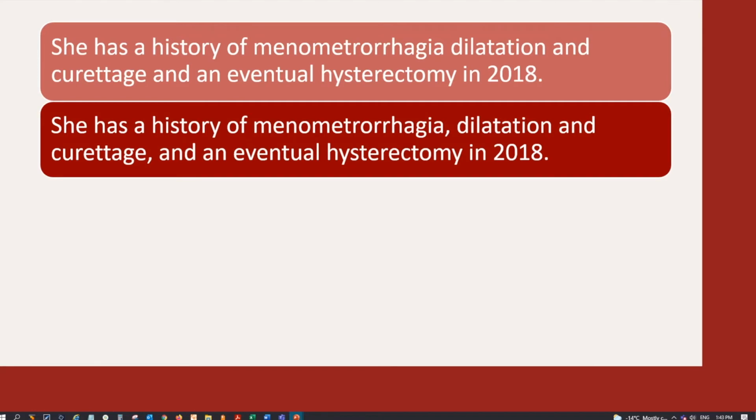So menometorrhagia is one thing. Dilatation and curettage, what everybody will want to do is put a comma after dilatation. But dilatation and curettage is one procedure that just happens to have two steps to it. So because it's one procedure, we don't put a comma after dilatation.